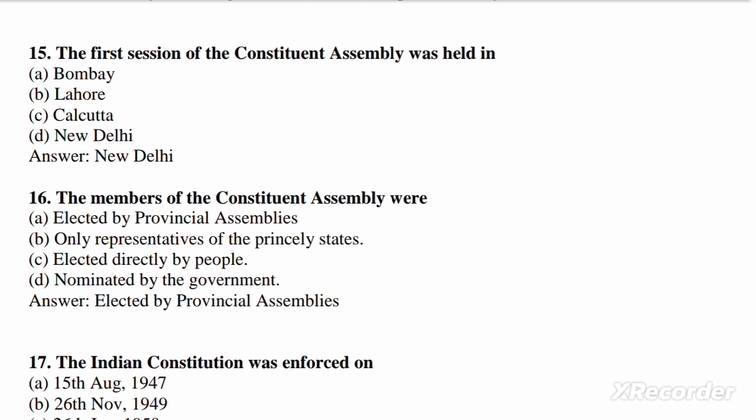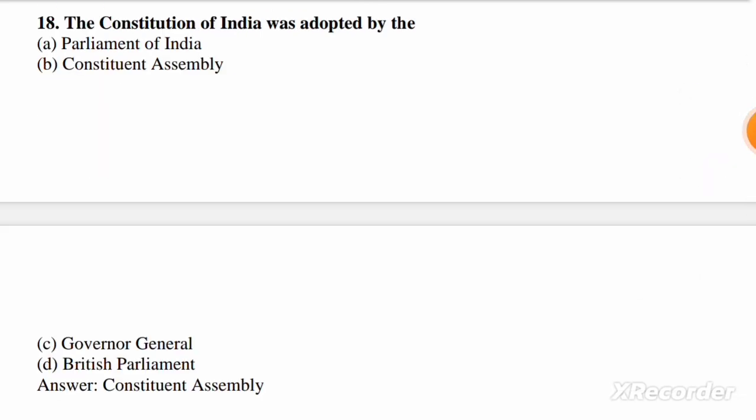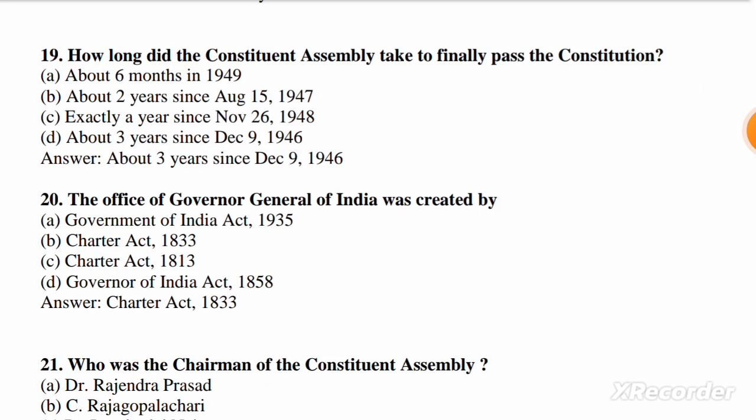15. The first session of the Constituent Assembly was held in New Delhi. 16. The members of the Constituent Assembly were elected by provincial assemblies. 17. The Indian Constitution was enforced on 26th of January 1950. 18. The Constitution of India was adopted by the Constituent Assembly. 19. How long did the Constituent Assembly take to finally pass the Constitution? Answer: about 3 years since December 9, 1946.